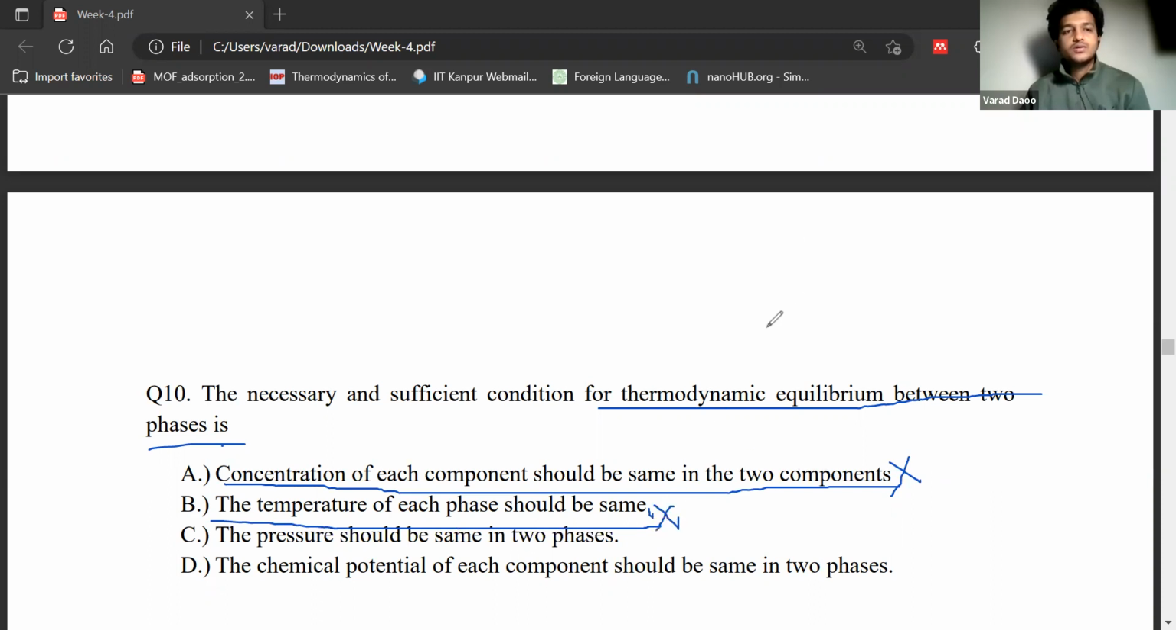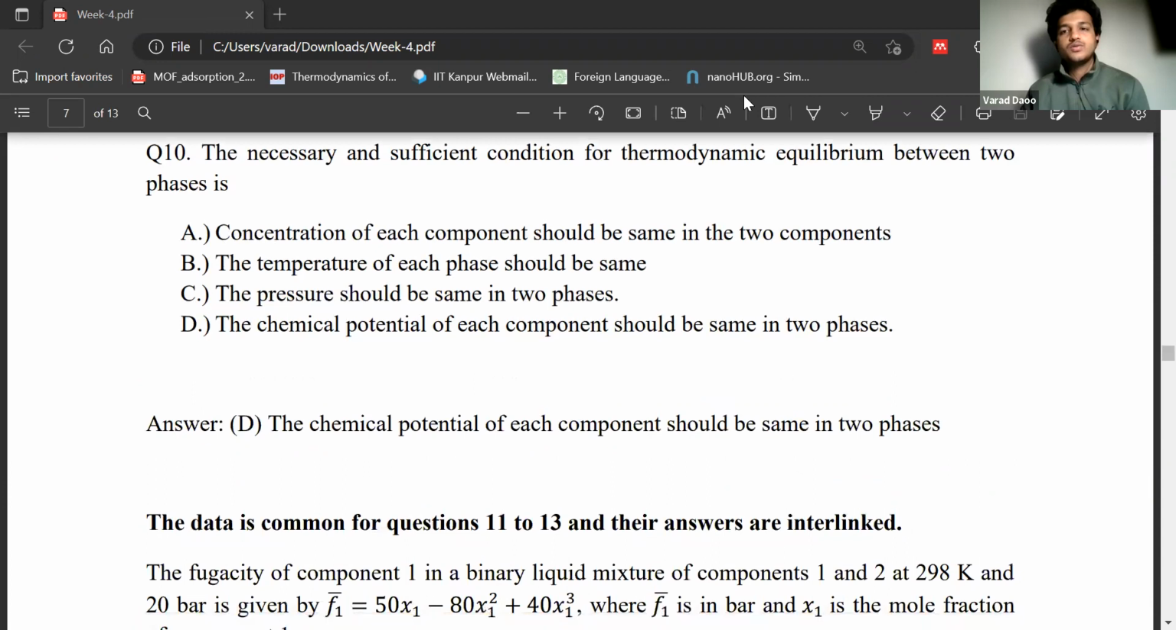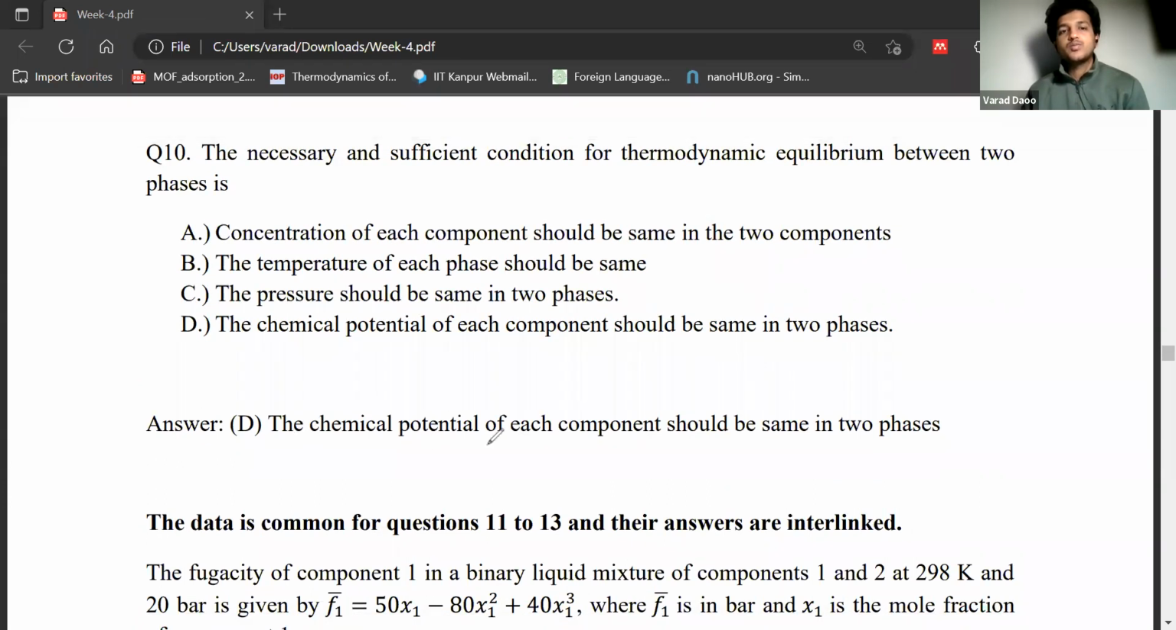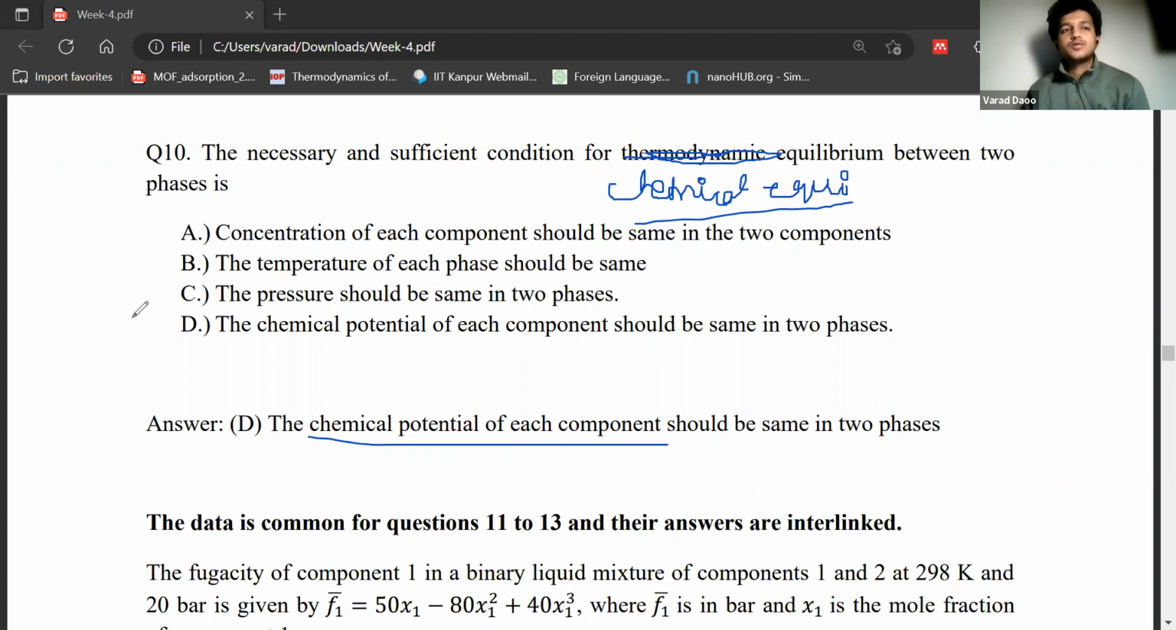So this is for, it's not thermodynamic, it's chemical equilibrium. The question is chemical equilibrium between two phases, right? The pressure should be same in two phases? No. The chemical potential, yes, because chemical potential will translate into fugacity, and we know that fugacity has to be same. So here instead of thermodynamic, it is chemical equilibrium. The correct answer is option D.